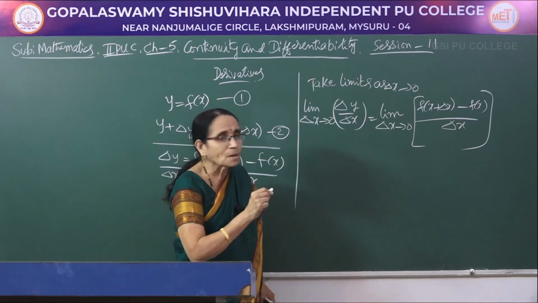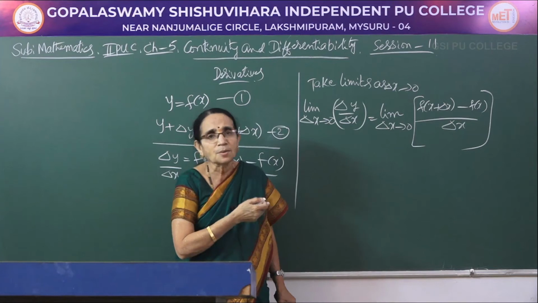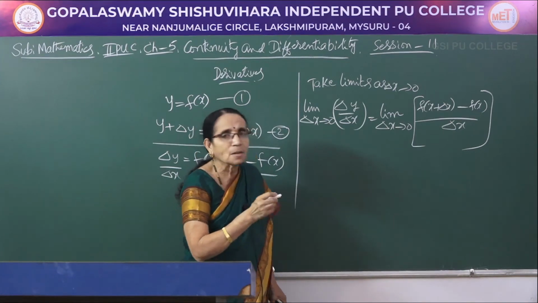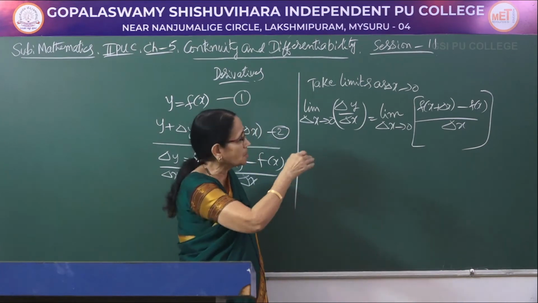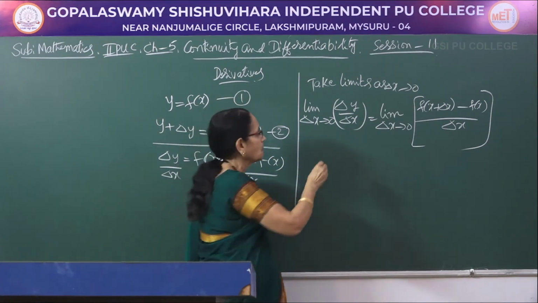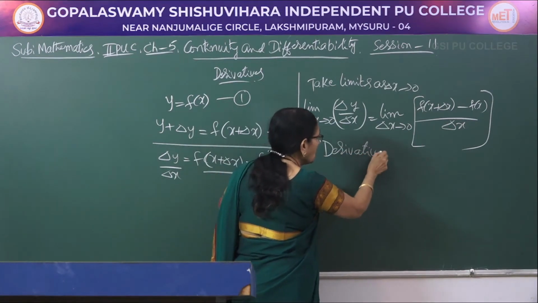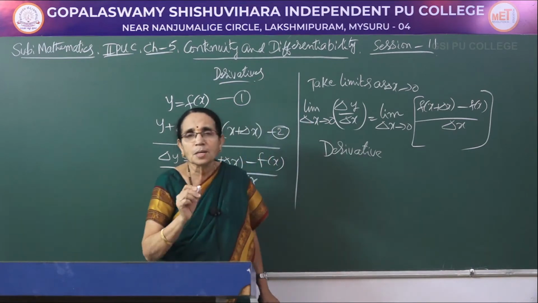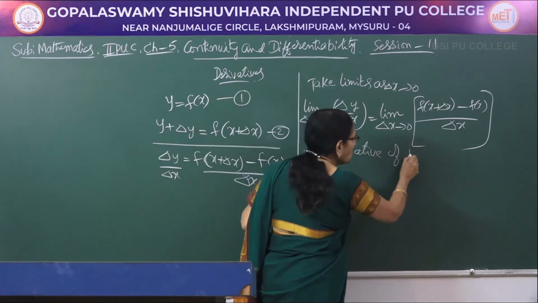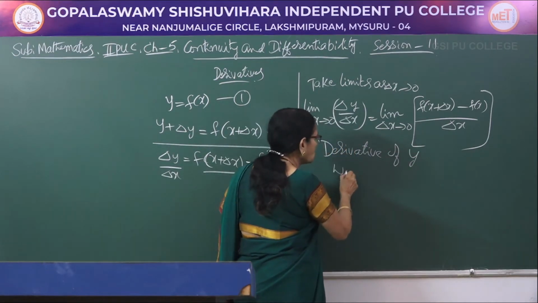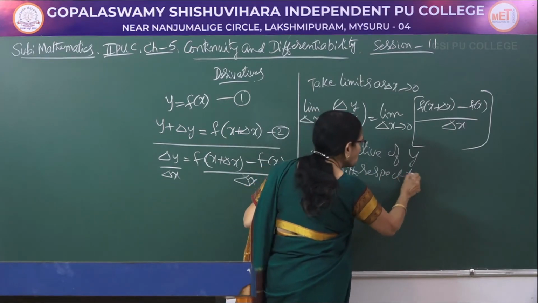So if the limit on the right hand side exists, then of course we say the function is differentiable. Whatever limit we get there, we call that the derivative, or there is another word, differential coefficient. So the derivative of y with respect to x.